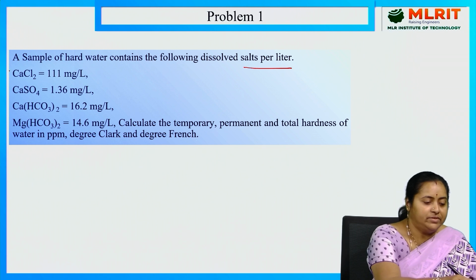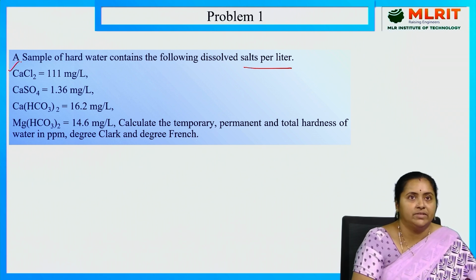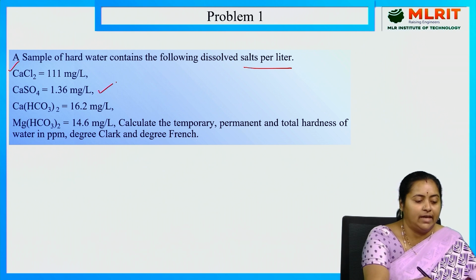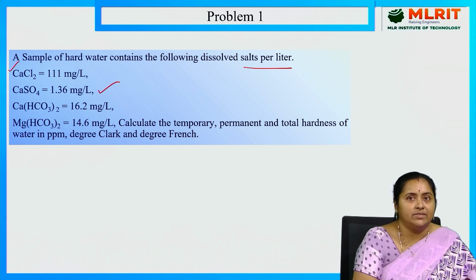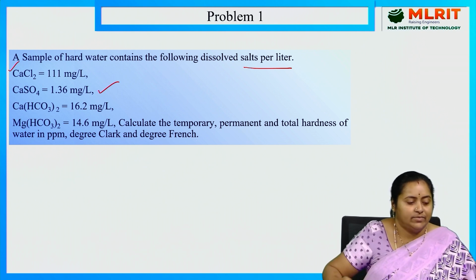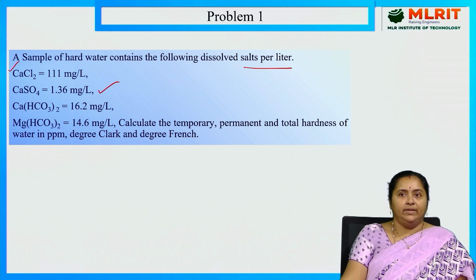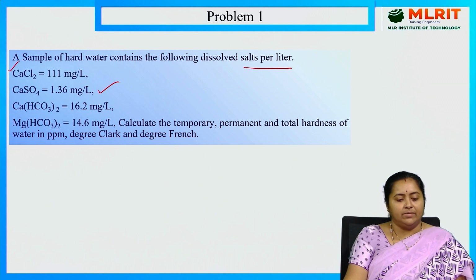So, what is the first salt that is given? Calcium chloride, which is present in 111 milligrams per liter. And the second one is calcium sulfate, 1.36 milligrams per liter. And the next one is calcium bicarbonate, 16.2 milligrams per liter. Magnesium bicarbonate, 14.6 milligrams per liter.